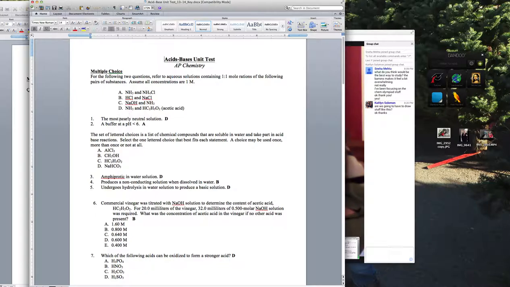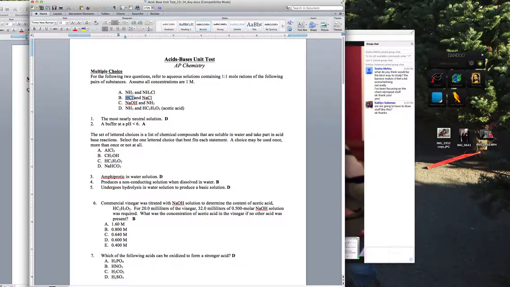number one says the most nearly neutral solution. So right there, there is no mention of buffers. So you do not need to use that definition of a buffer. Now you're just looking at the two substances and what kind of a substance will they make? Well, NH3 is a base. NH4Cl is its conjugate acid, but we already know that those together are going to be less than 7. So it could be the closest to neutral, but it's not very neutral.